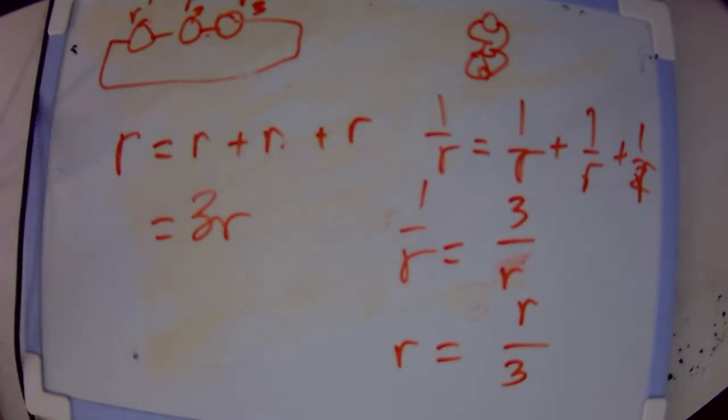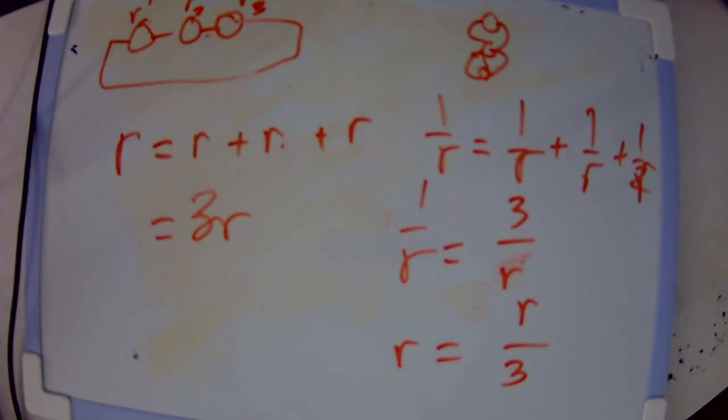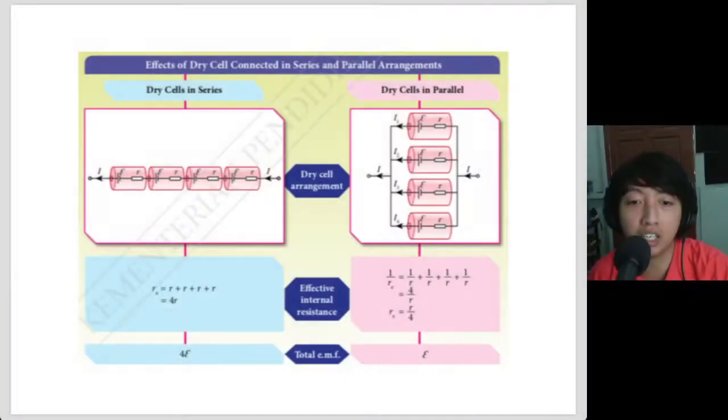So, higher resistance when you add up the dry cells in series. However, the total EMF, if we go back to the graph, to this graph here, you can see that the total EMF is also affected.